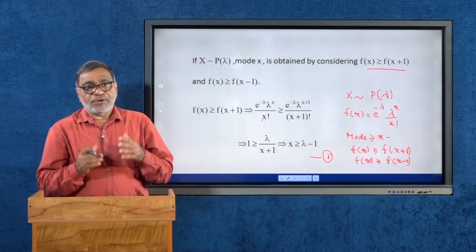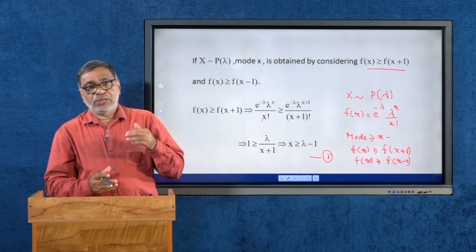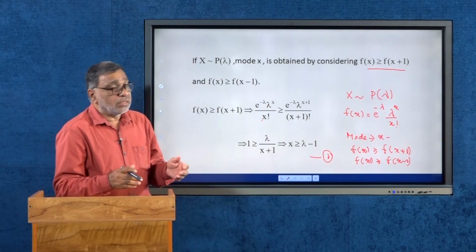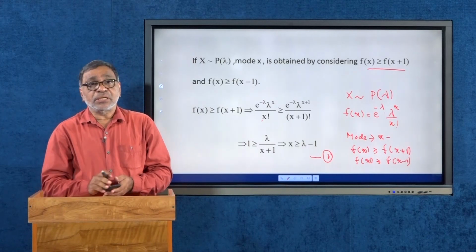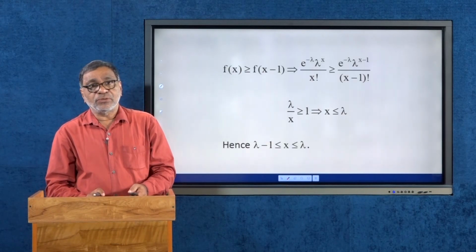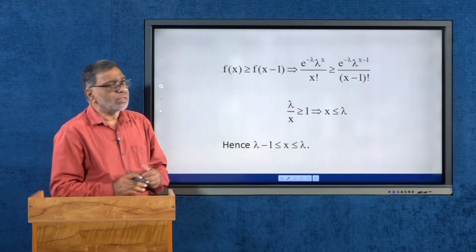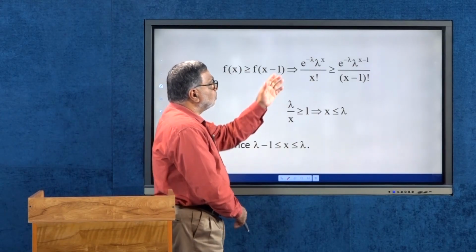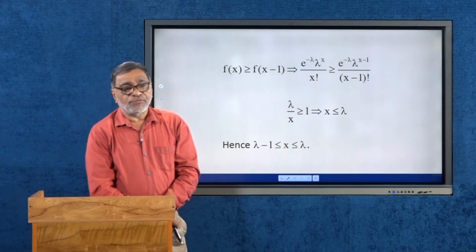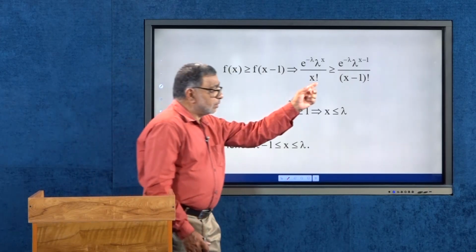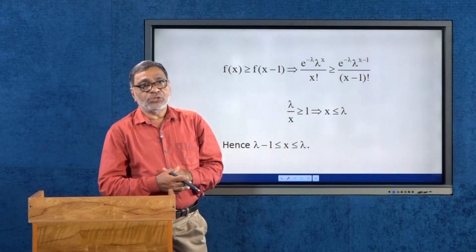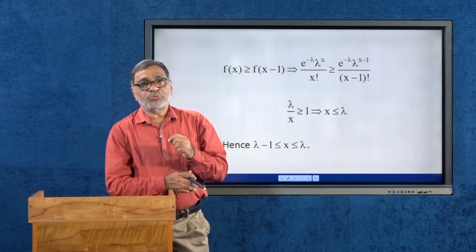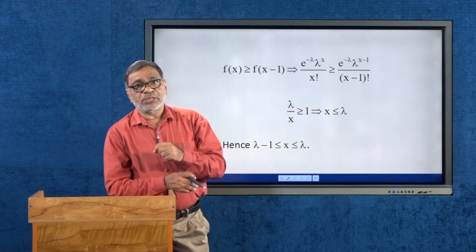So, if x is the mode of the distribution, we derived that x is always greater than or equal to lambda minus 1. And again, you consider the second inequality, that is f of x greater than or equal to f of x minus 1. Again you substitute the values of f of x and f of x minus 1, then that is e power minus lambda, lambda power x divided by x factorial greater than or equal to e power minus lambda, lambda power x minus 1 divided by x minus 1 factorial.